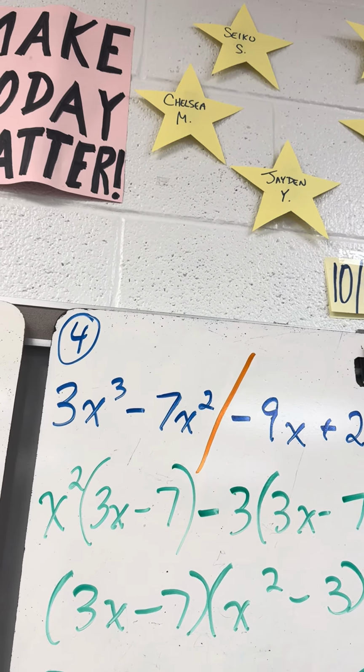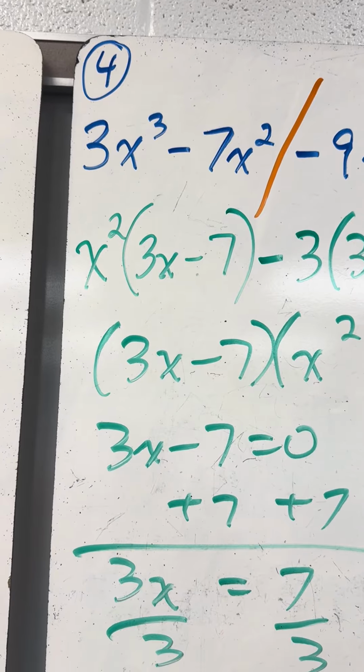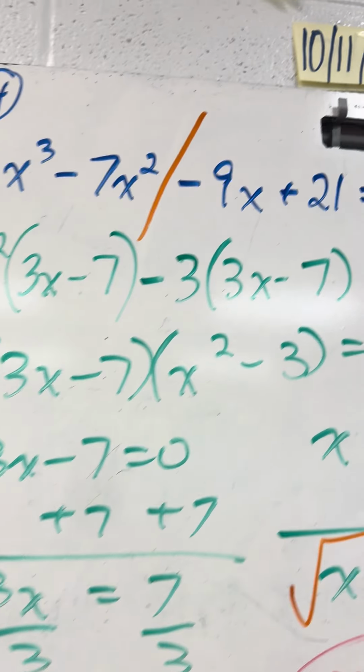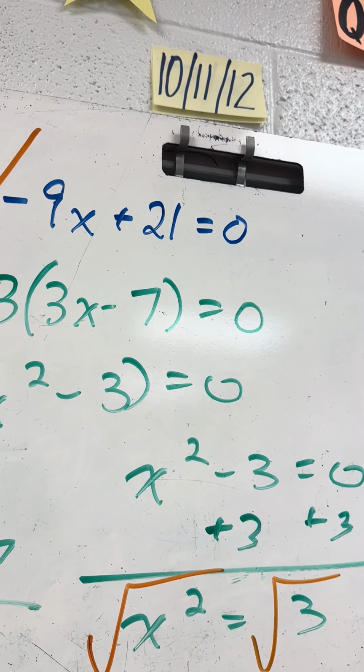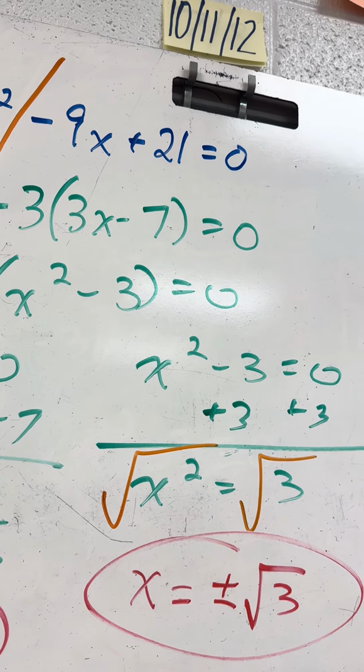Okay. So 3x minus 7 equals 0. Add 7. Divide by 3. x equals 7 over 3. x squared minus 3 equals 0. Add 3 to both sides. You get x squared equals 3. And x equals plus or minus the square root of 3.